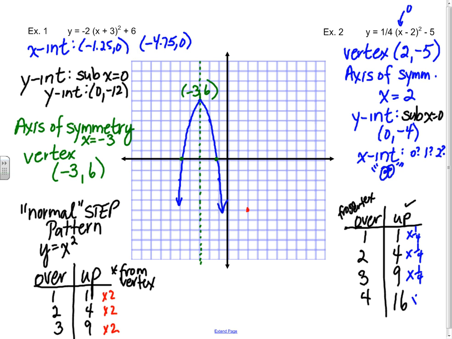Some of them are going to be ugly. Okay. From the vertex, I am going to go over 1 up a quarter. You can do better on your graph paper. There we are. From the vertex, over 2 up 4 times a quarter is 1. I'm going to do one more. Over 3 up 9 times a quarter is 9 quarters, which is 2 1/4. There we are. Should be a wide upwards parabola.